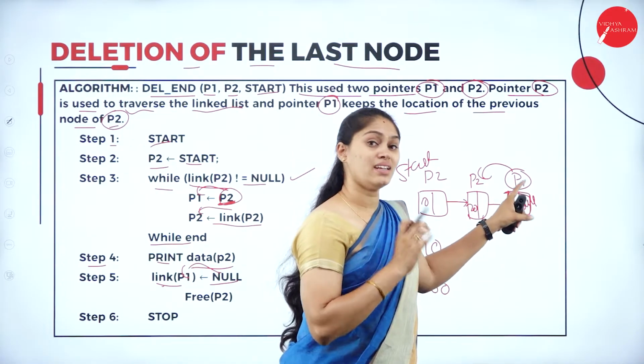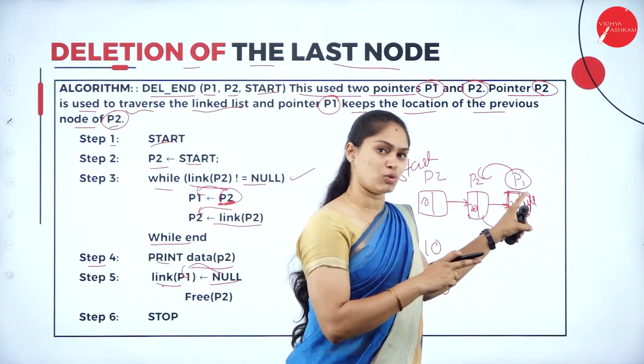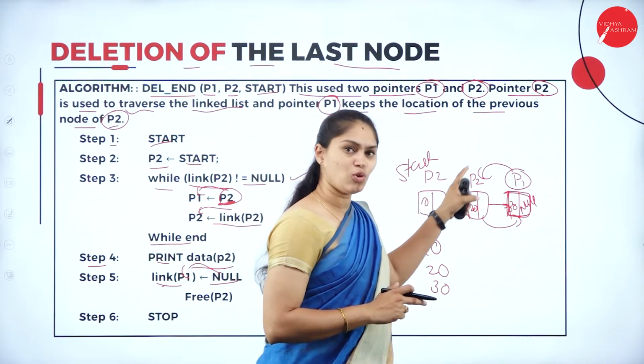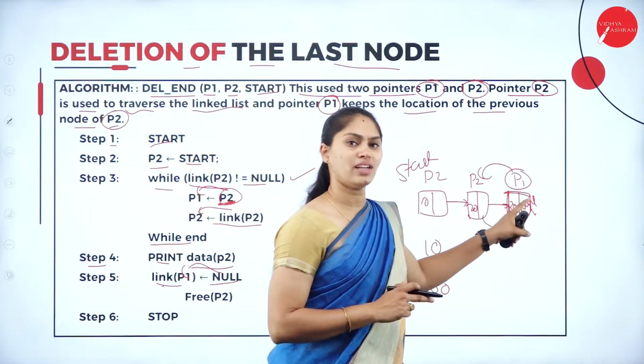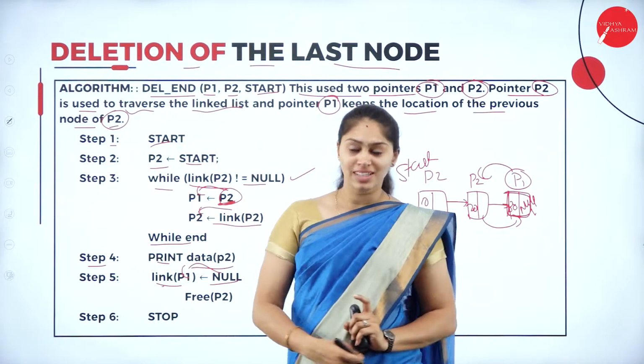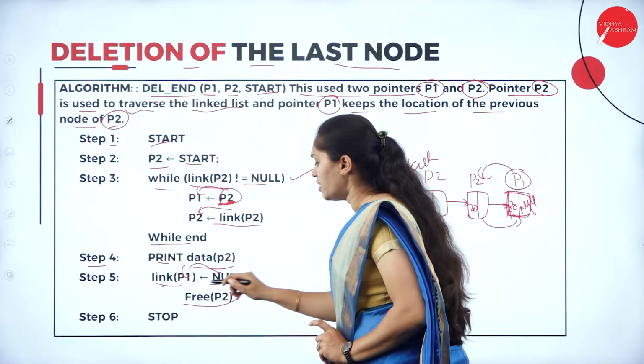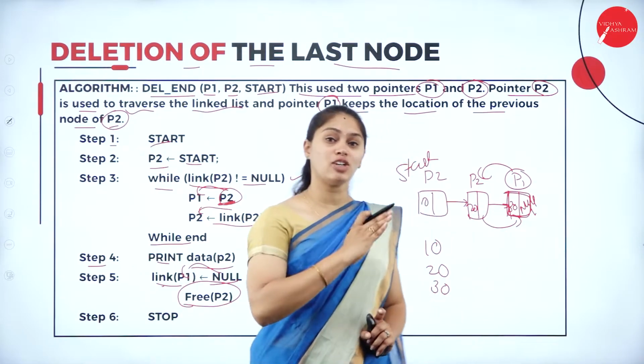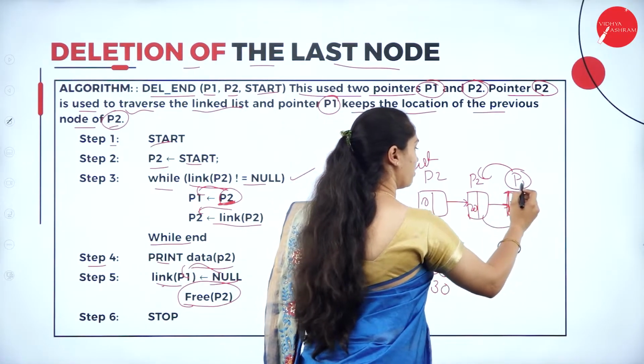P1 is going to be null. P1 holds the address of P2, but as of now P2 is in the last node, so its pointer location will be null. If that is the case, then we have to free P2. That means I need to delete the last node. So P2 will be here.